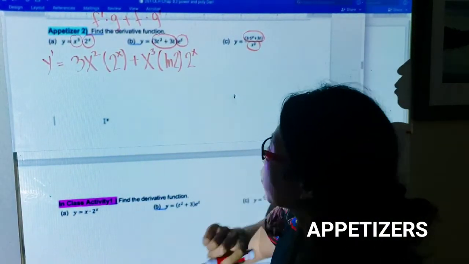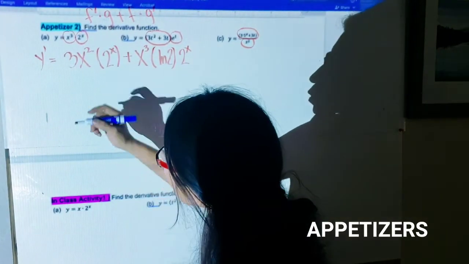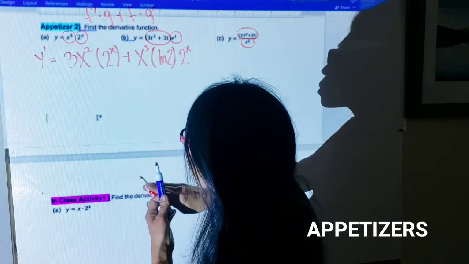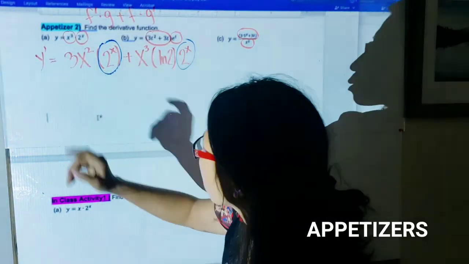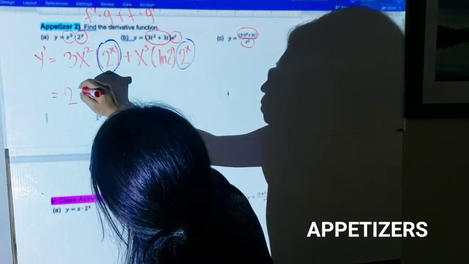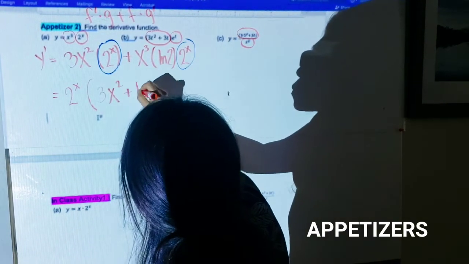Do you guys see a common factor? This time, sometimes it's nice to factor it out. I see that 2 to the x, 2 to the x. You can factor that out, and then you can leave it all the way, if that's fine. Because sometimes we like to do that to separate the different functions.